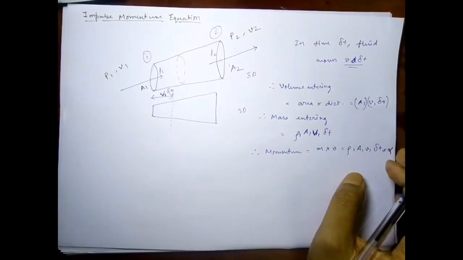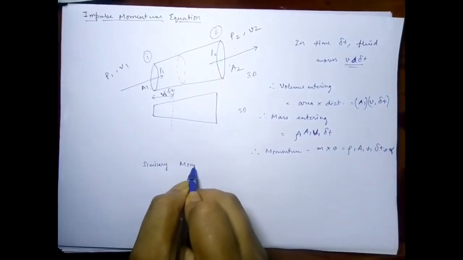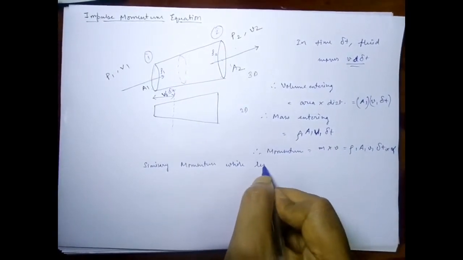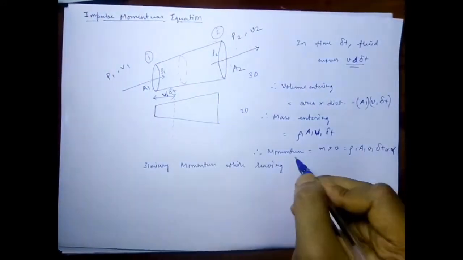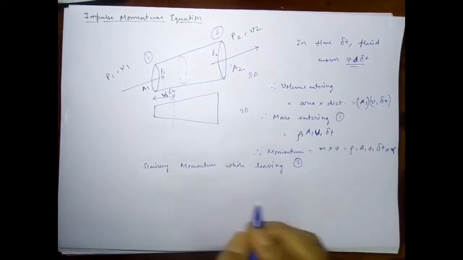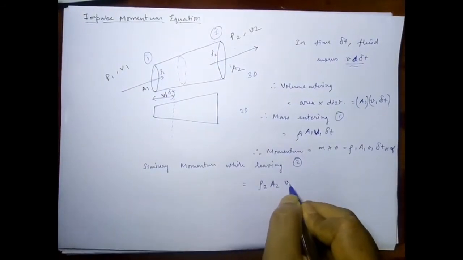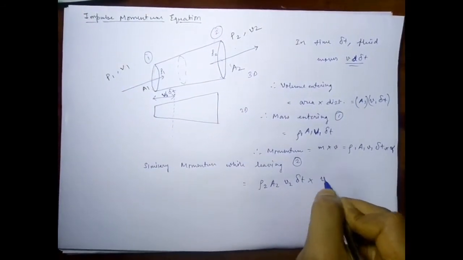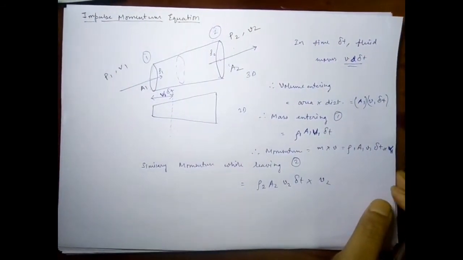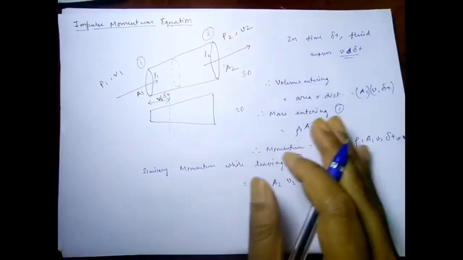Similarly, you can say that the momentum while leaving, that is on side 2, will be equal to rho 2 A2 V2 delta t times V2. So we have the momentums of the fluid entering and leaving the stream tube.